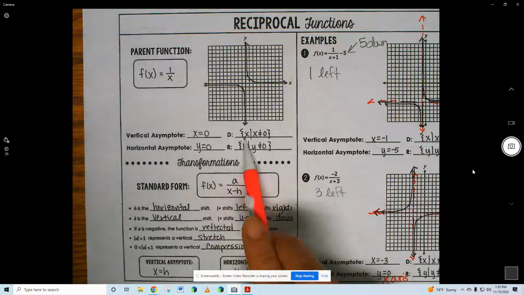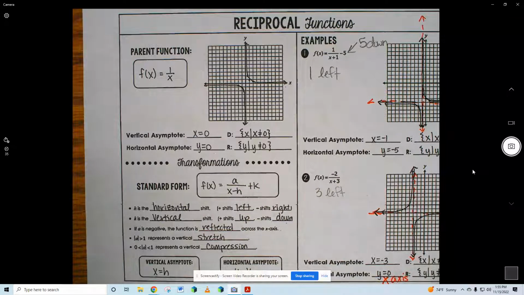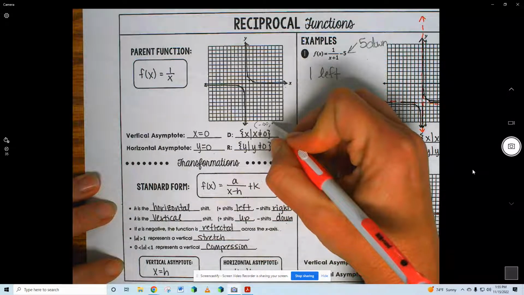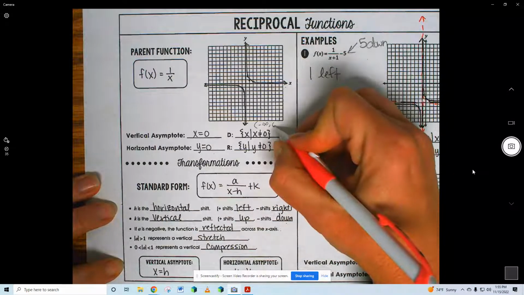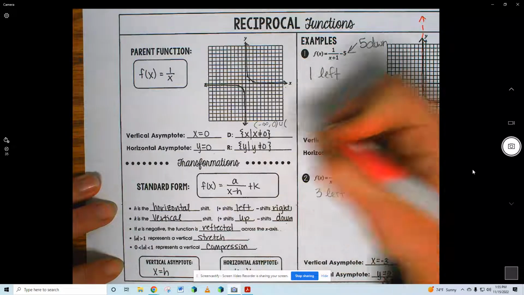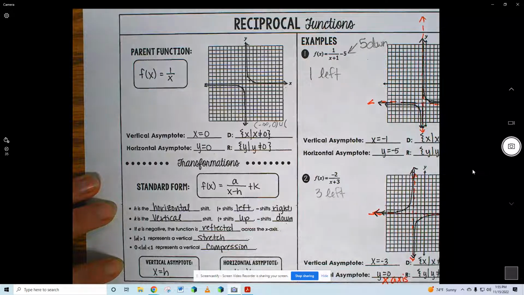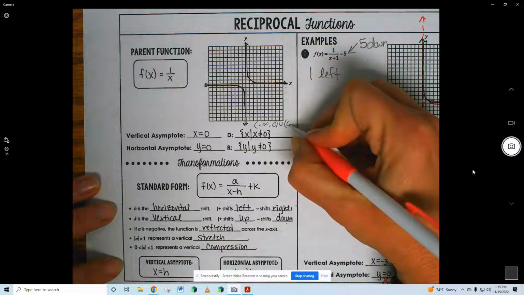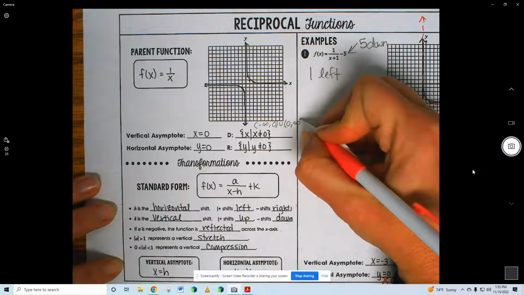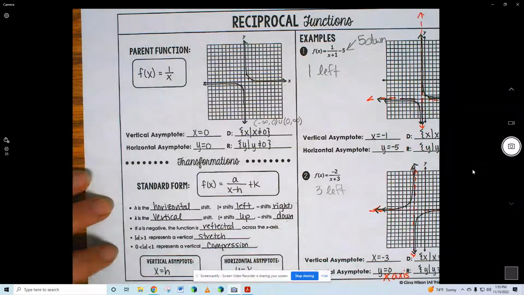The domain is written like this, but I want to let you know that you can also write the domain as negative infinity, comma, 0. Now, 0 is not included. Union. So it doesn't hit at 0. The lines get super close, but they don't touch. And then it picks up again at 0. So I'm going to do parentheses and then positive infinity. That's another way to write the domain.